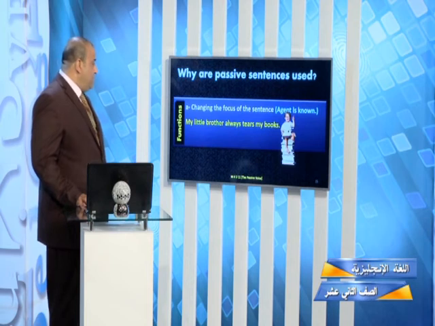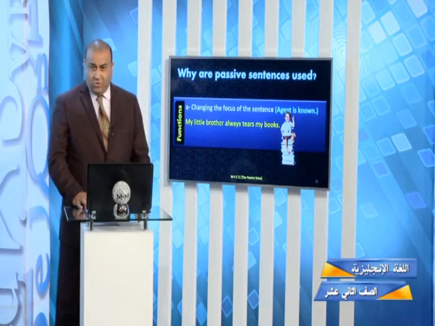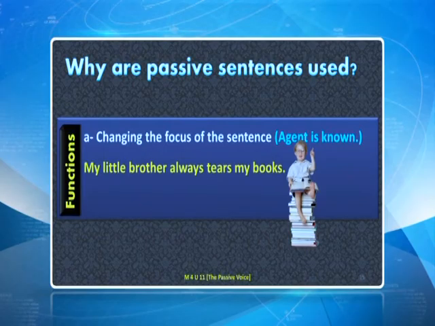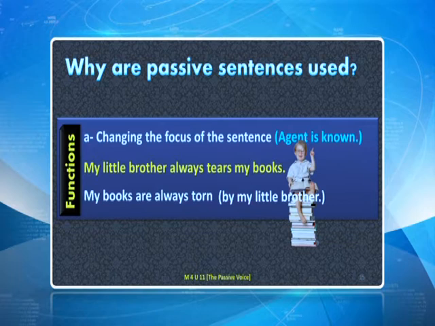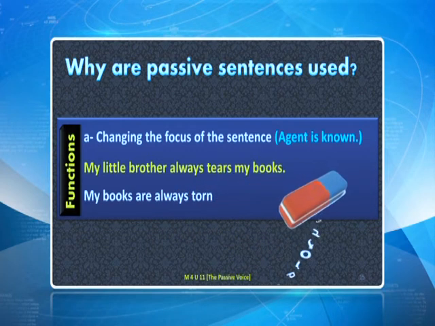For example, my little brother always tears my books. If you have a naughty boy, you know in advance that if your books are torn, the doer is known. If you want to put this sentence in the passive voice, you just say, my books are always torn (by my little brother), and you notice here that by my little brother is put between two parentheses, which means that this piece of information is not necessary in the sentence, then you can get rid of it, and you put your full stop, and you will get full mark.